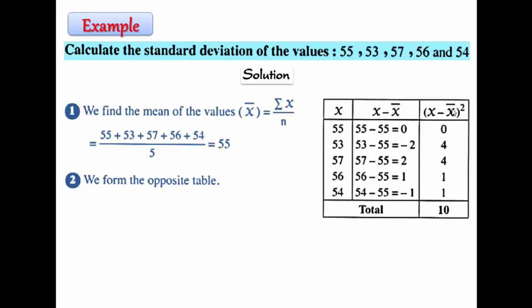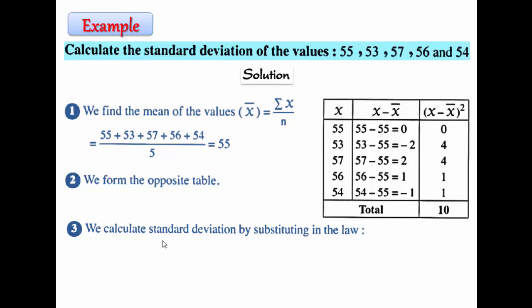X minus x bar all power 2. We will put 0 all power 2, which will be 0. Negative 2, by the way, you should put any negative number between two brackets: open bracket negative 2 close bracket all power 2 to find out 4. 2 all power 2 will be 4. 1 all power 2 will be 1. Negative 1, between two brackets, open bracket negative 1 close bracket all power 2. The result will be 1. Find the sum of these numbers to get the total here, which will be 10.